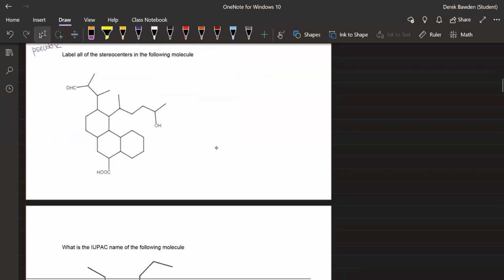So we're going to label all the stereocenters in the following molecule. I'm just going to run through these super quick because there's quite a few of them. So again, just remember your rules for a stereocenter. It's an sp3 carbon. It has to have 4 different groups, no double bonds or triple bonds. It can't be a CH2 or a CH3, and especially in large molecules, you're pretty much always going to have different groups.